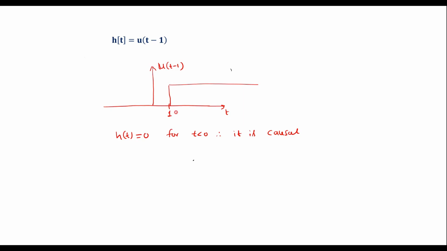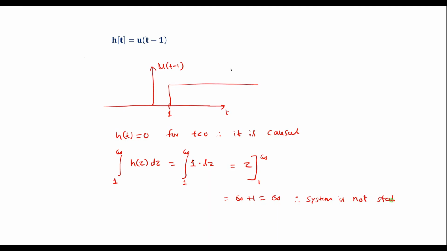Now let's see the stability, that is integration 1 to infinity h of tau d tau, which is equal to, value is 1 here, into d tau 1 to infinity. Integration of this is tau, the limit is 1 to infinity. So here it is infinity plus 1 is equal to infinity. Therefore, the system is not stable.